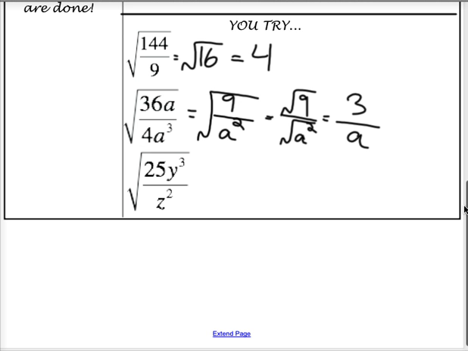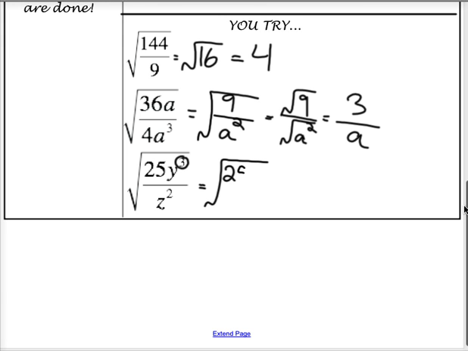All right, and looking at the last one on this page. So 25y cubed over z squared. For this one, it's not really looking like I can reduce my fraction at all. So I just really have to start pulling it apart. Well, the thing that I notice is I have a y to the 3. Now remember, we don't really like odd exponents in these square roots.